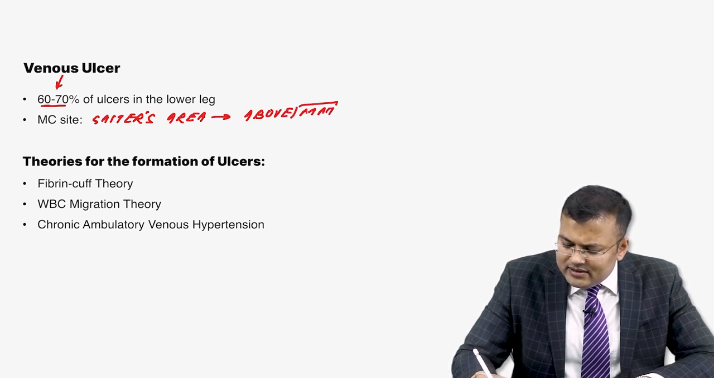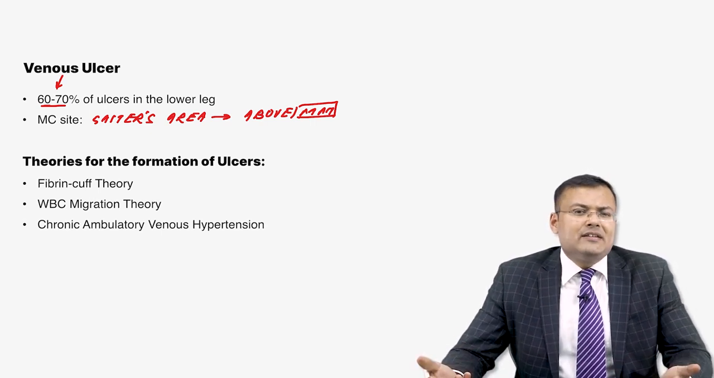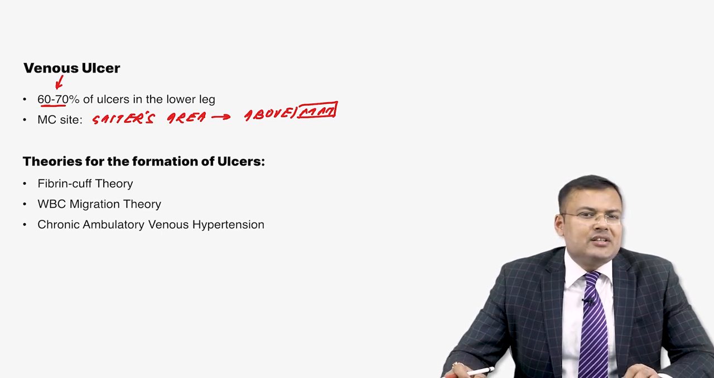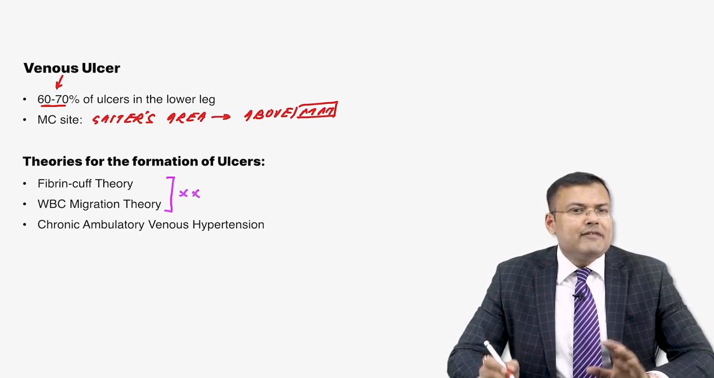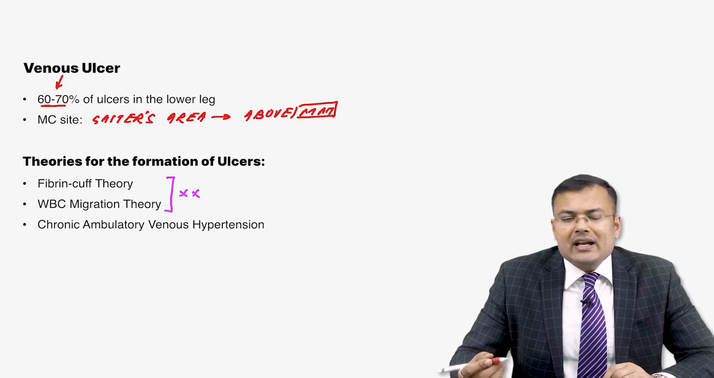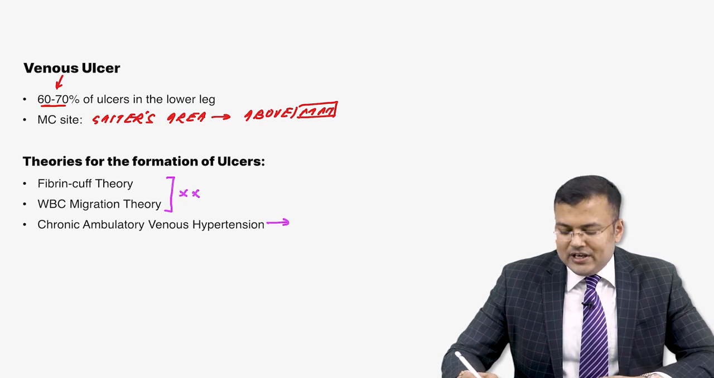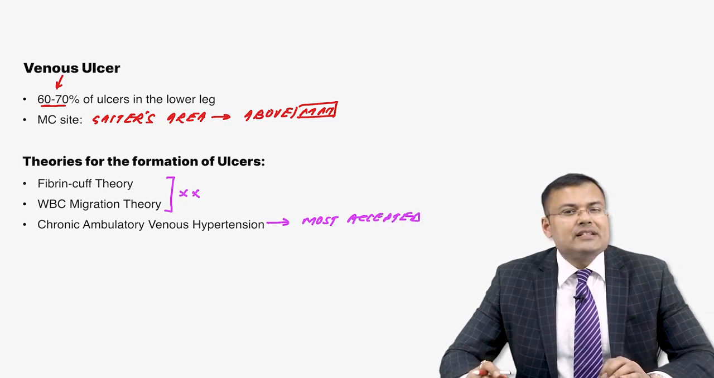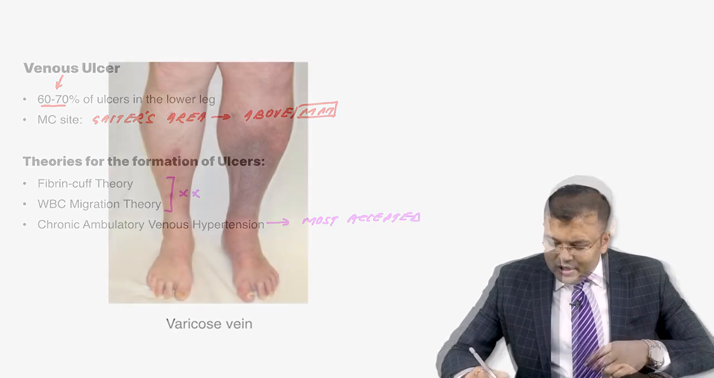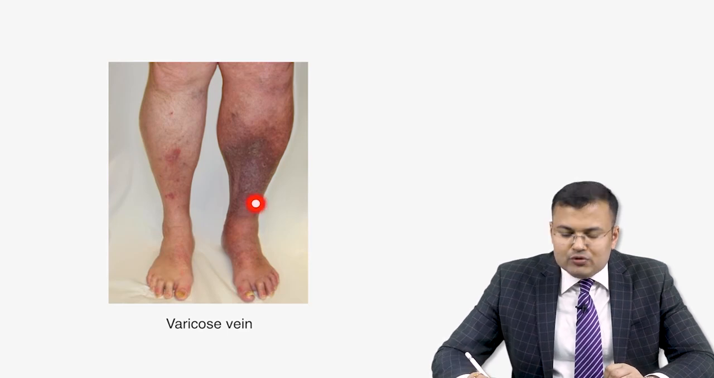See, there are certain theories for the formation of ulcer. Previously, it was said that the fibrin cuff theory or WBC migration theory was responsible. But nowadays, these theories are not acceptable. We already discussed that it's chronic ambulatory venous hypertension which is responsible for most of the complications. So this is the most accepted theory. Clear? You can notice in patients who have varicose veins, first you can see hemosiderosis.